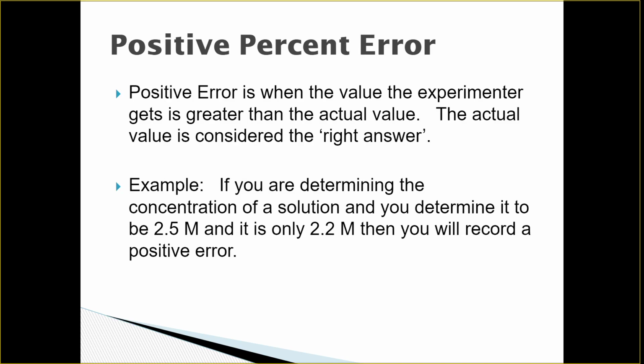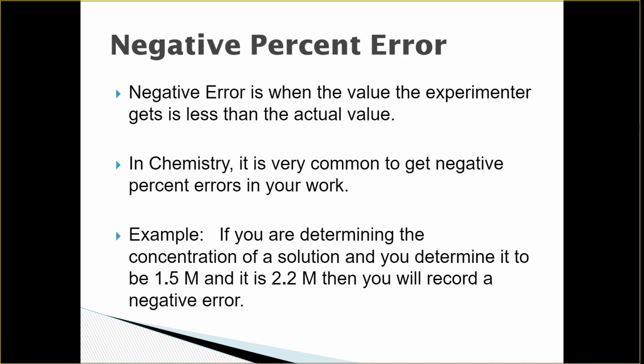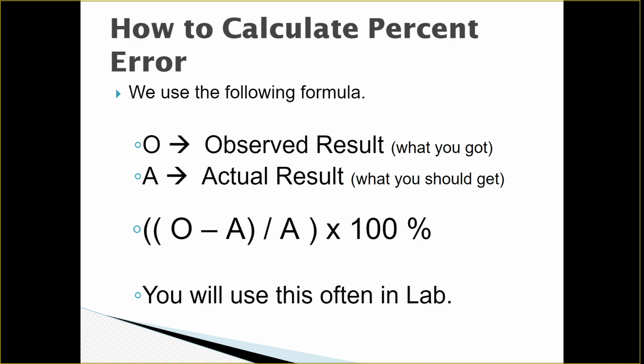Okay? A positive error is when you get an error value that ends up being greater than the actual value. So for instance, if you measure the concentration of a solution to be 2.5 molar and it's only 2.2 molar, that would be a positive percent error. And then a negative percent error is going to be when it goes the opposite way. So if you find that the concentration is lower than you should have, that's going to be a negative percent error. Okay.